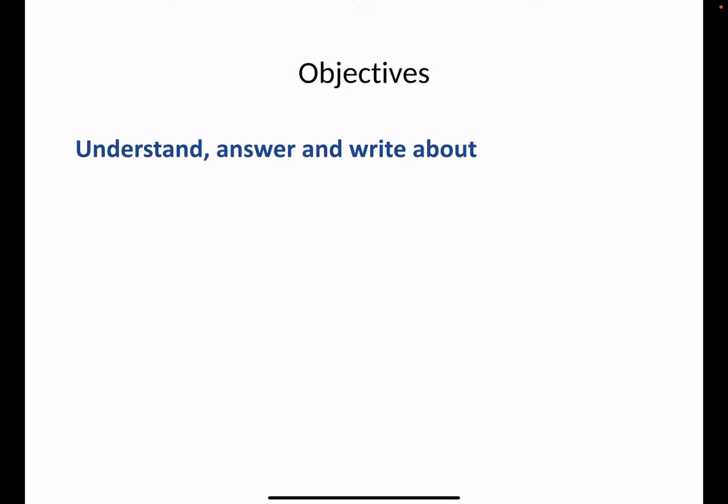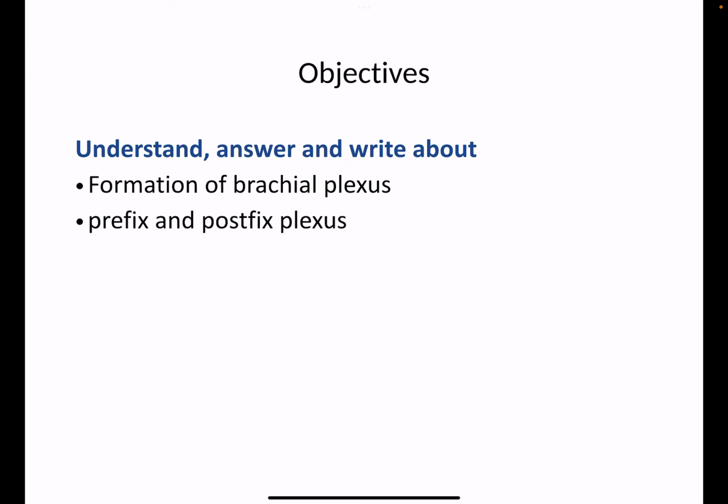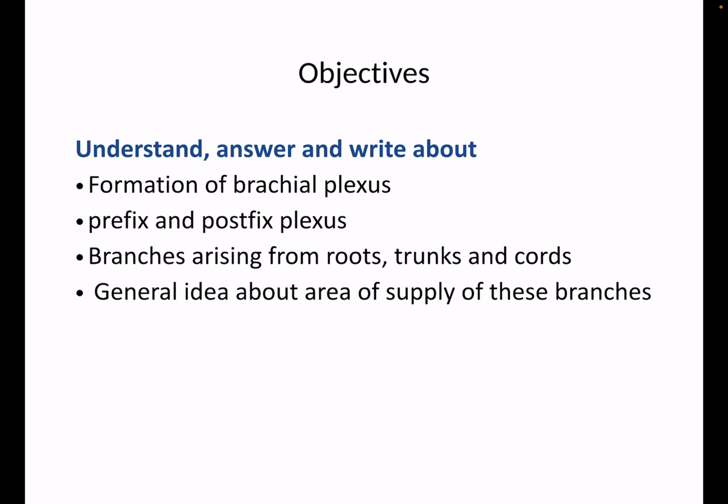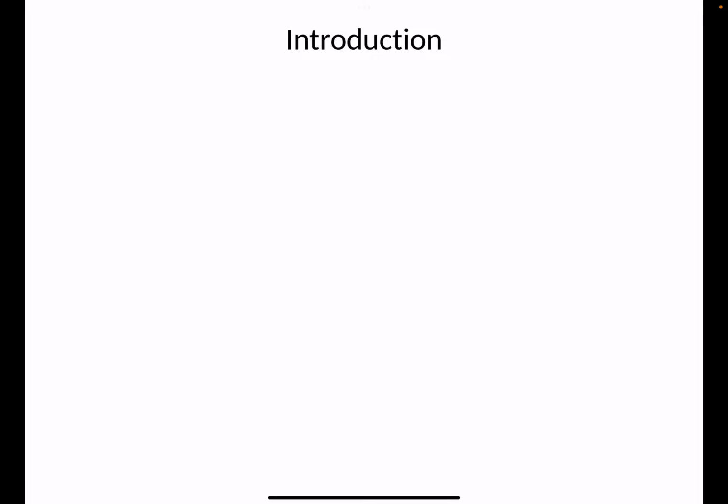Okay, so our today's objectives. At the end of today's class, every student should understand, answer, and write about formation of brachial plexus. What are the prefix and postfix plexus? What are the branches arising from the roots, trunk, and cords, and the general idea about area of supply of these branches. So, to start with, what do we mean by plexus?